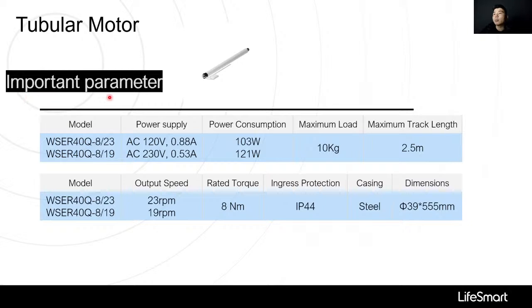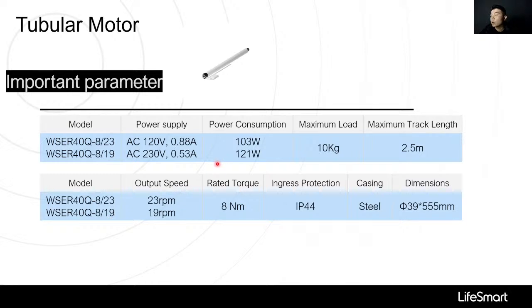Its important parameters. Here we can find there are two models available, 23 and 19. The difference between them is the power supply and the output speed. You can see the motor is limited with the output speed 23 RPM, and 19 RPM.